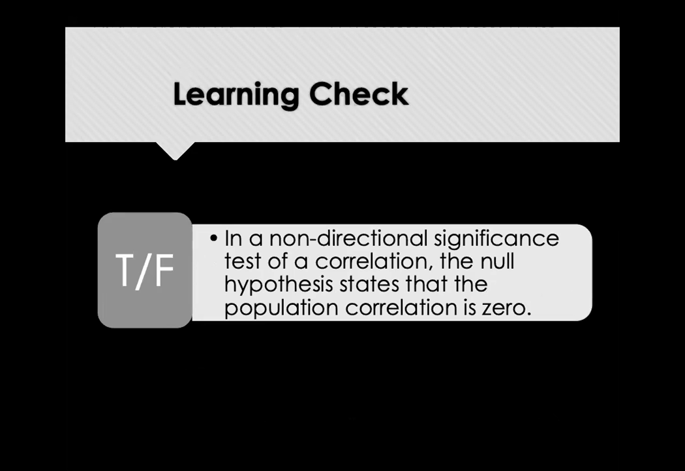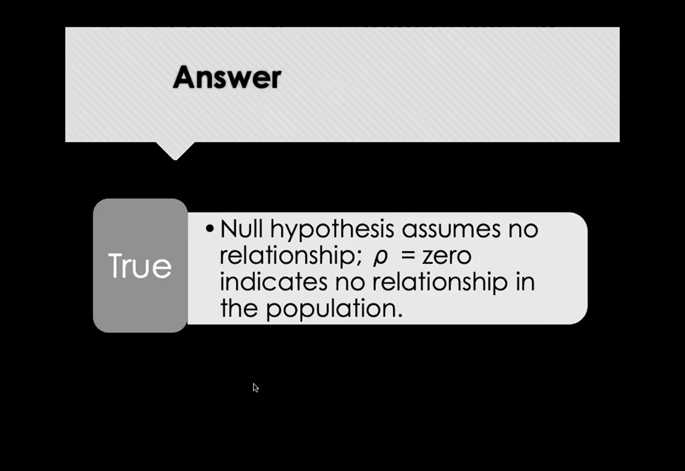True or false? In a non-directional significance test of a correlation, so that should tell you two-tailed, right? The null hypothesis states that the population correlation is 0. True or false? And that is true. The null hypothesis assumes no relationship, right? Just like the null hypothesis assumed no effect when we were talking about t-tests and ANOVAs. Rho equals 0 indicates no relationship in the population.